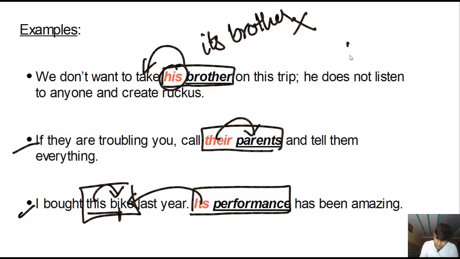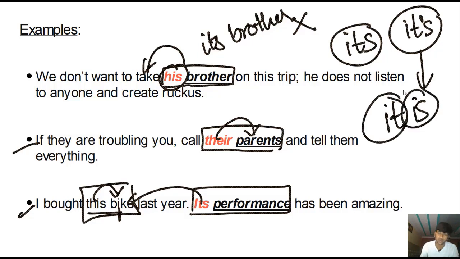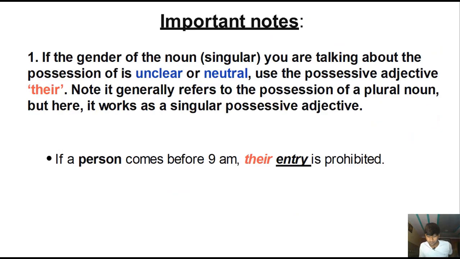Now, do not be confused between its and it's with the apostrophe. Its is a possessive adjective, and the one with the apostrophe is it is, which is very different: the subject and the verb. And this is your hint. If you have this apostrophe, understand that it is not a possessive adjective, it is not its.